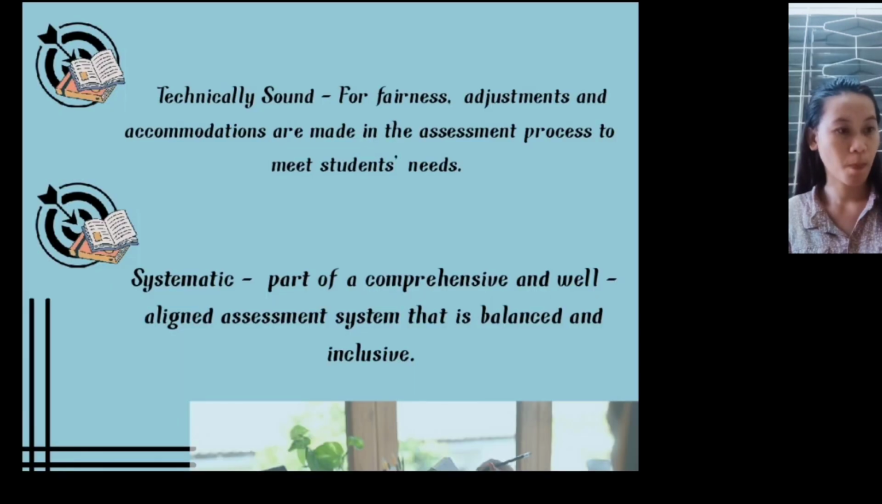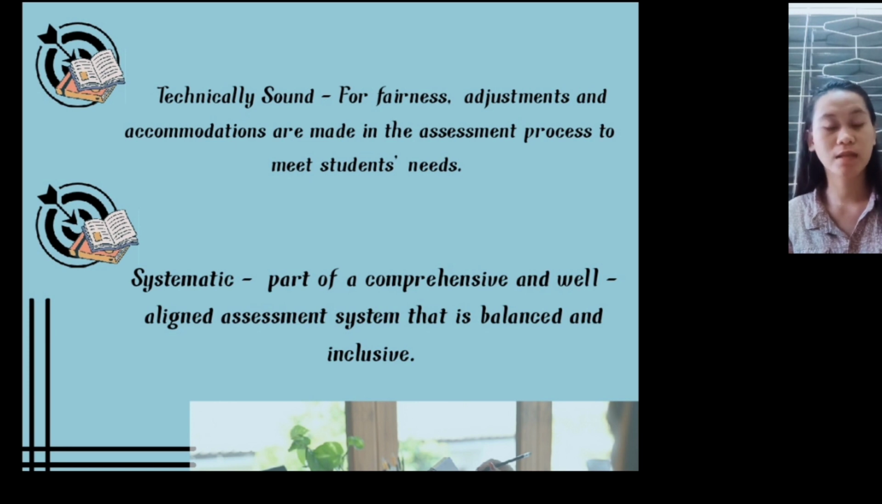Next, technically sound. For fairness, adjustments and accommodations are made in the assessment process to meet students' needs. Now, technical soundness in assessments aligns with the integration of technology in education and facilitates more accurate, efficient, and equitable measurement of student learning in the 21st century.